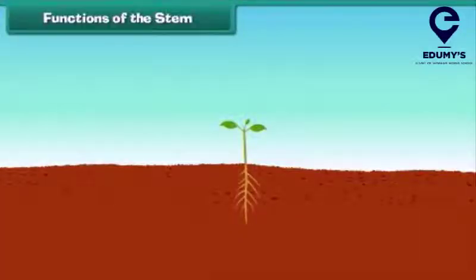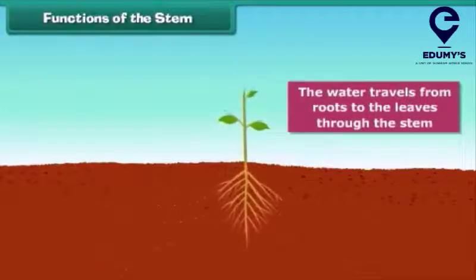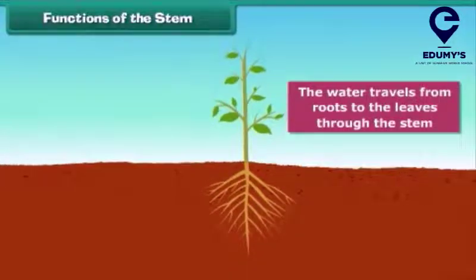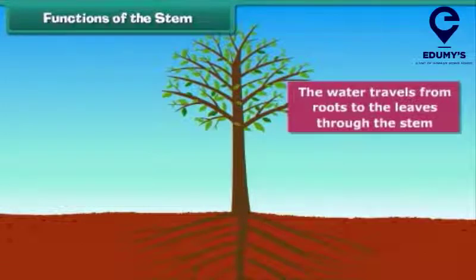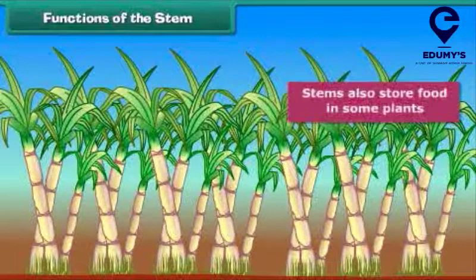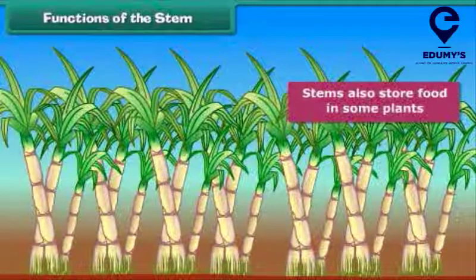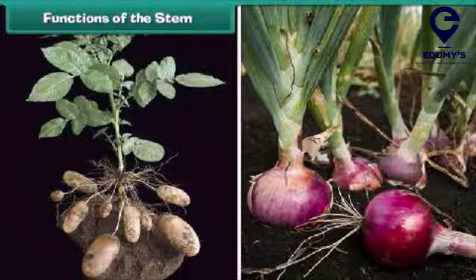Now let's focus on the main functions of stem in plants. The water taken in by the roots of the plant travels to the leaves through the stem. This water is used by the leaves to make food. It also carries food made by leaves to all parts of the body. Sometimes the food made by the leaves is stored in the stem, as in sugar cane. The other examples are potato and onion. We eat these stems and get nutrition.